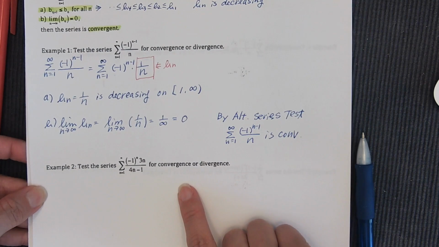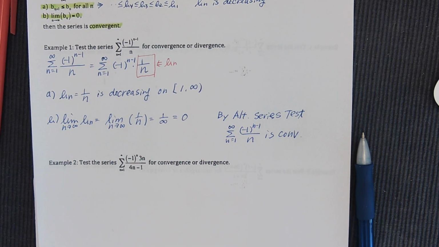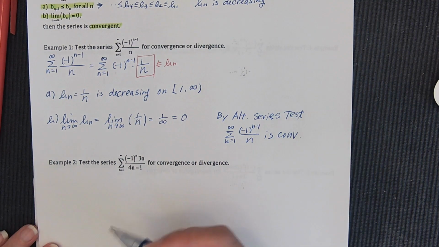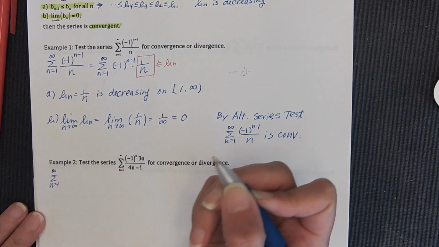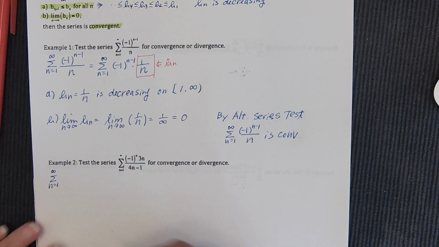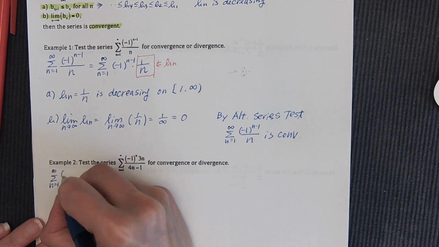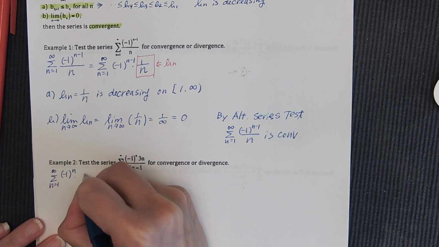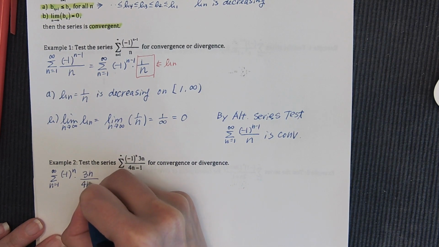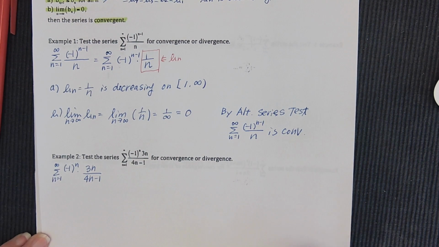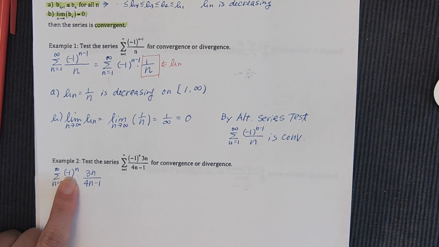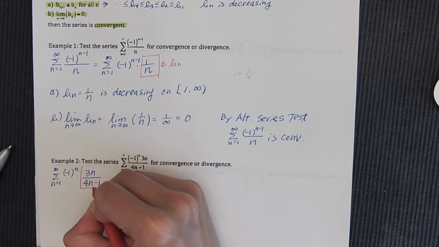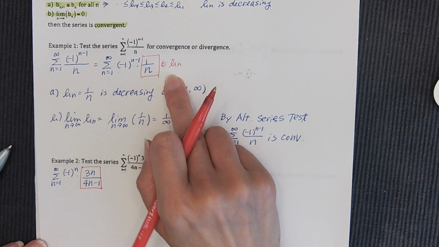Okay, let's try another one, because the alternating series test is not a hard one. It's pretty straightforward. So let's get to this one: the sum from n equals 1 to infinity of negative 1 to the power n times 3n over 4n minus 1. I'm sure this is alternating: negative 1, positive 1, negative 1, positive 1. So this part is my b of n.